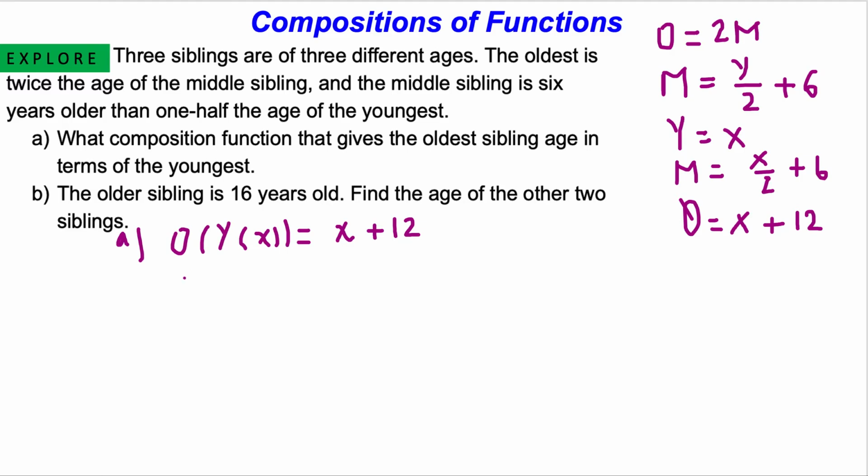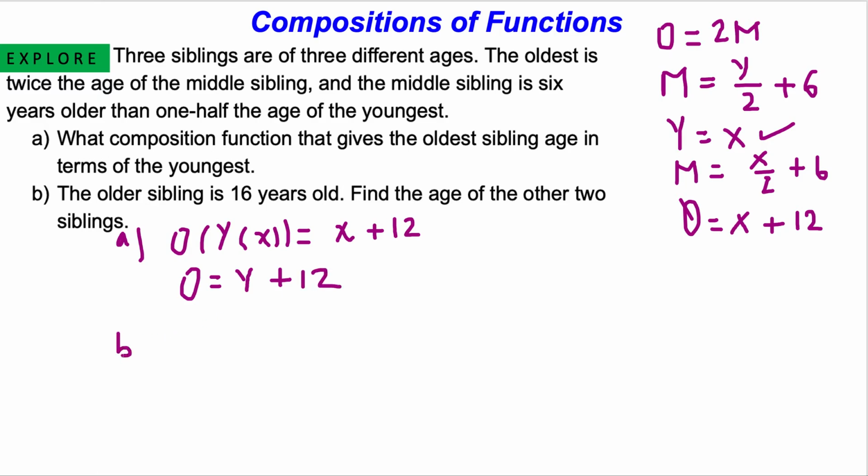But if I'm writing, for example, in terms of the youngest one, x is equal to y, where the youngest one is here. So in terms of the youngest one, I can write the youngest one plus 12. Already I found it here.